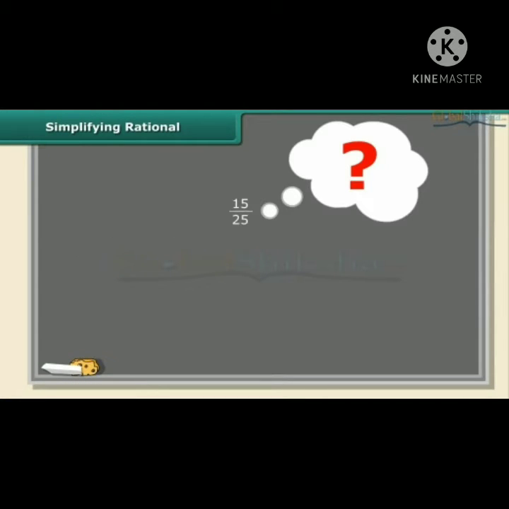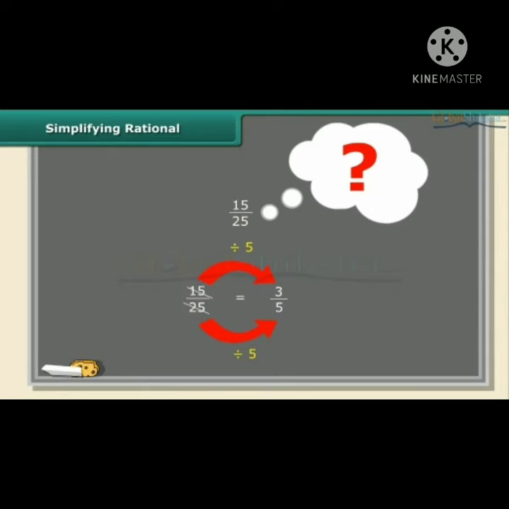Sometimes the rational number can be like this. Do you think this is in the simplest form? No. It can be further simplified. But how? Divide numerator and denominator by 5 to get 3 by 5. This is the simplest form. So students, remember, we can simplify the fraction by dividing numerator and denominator by a common factor.